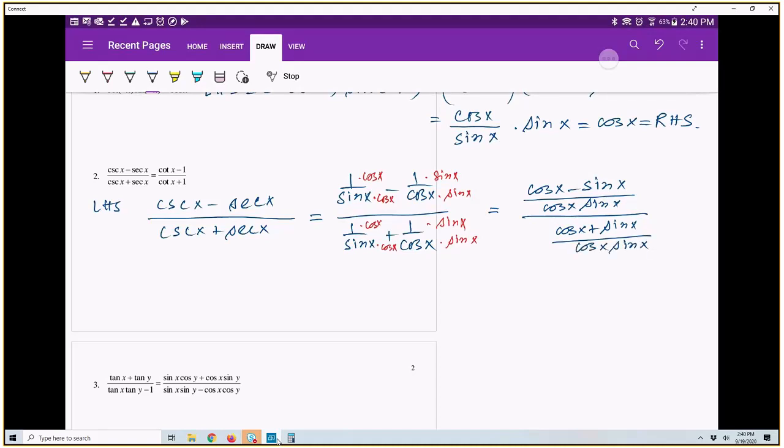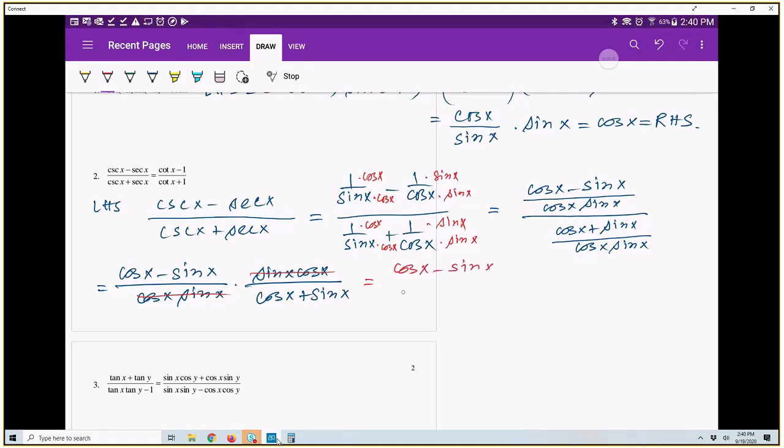Remember, dividing by a fraction means multiplying by its reciprocal, so I get cosine x minus sine x over cosine x times sine x times sine x cosine x over cosine x plus sine x. Clearly, I can cancel this with that. So I get cosine x minus sine x over cosine x plus sine x.